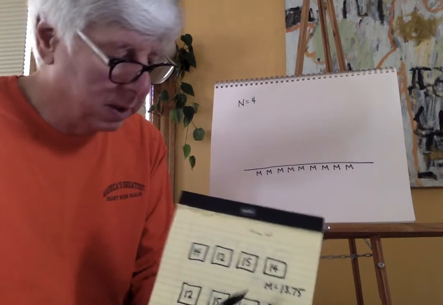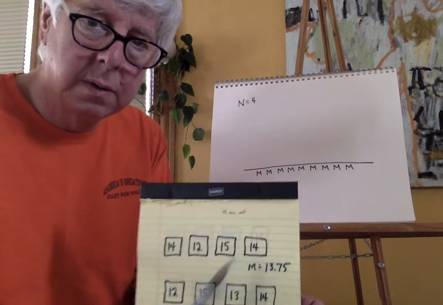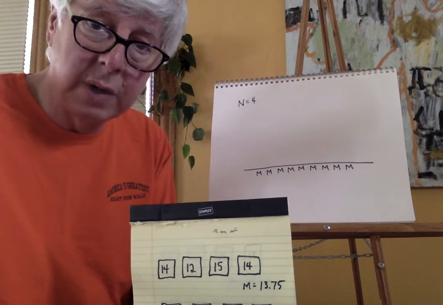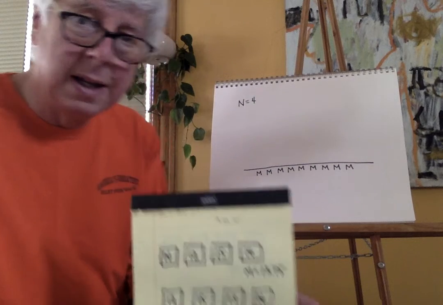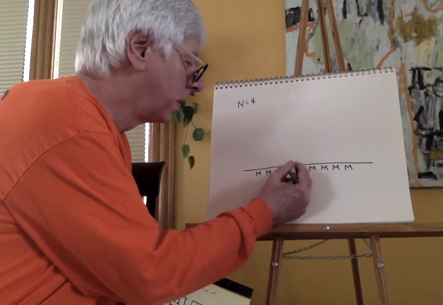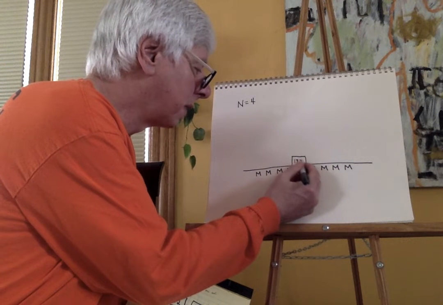What I'm going to do is calculate the mean for these 4 blocks. You can check me if you'd like. The mean is 13.75, okay? Now I'm going to plot that on this curve. So here we go, okay? Here's a mean of 13.75.